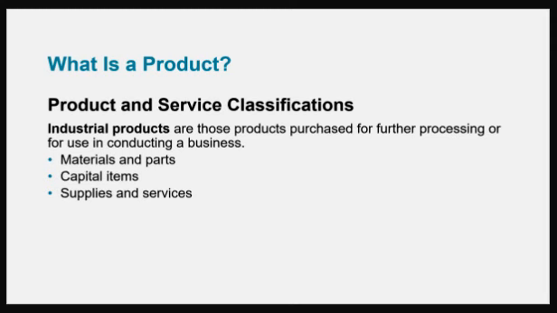The distinction between a consumer product and an industrial product is based on the purpose for which the product is purchased. If a consumer buys a lawnmower for use around the home, the lawnmower is a consumer product. But if the same consumer buys the same lawnmower for use in a landscaping business, the lawnmower becomes an industrial product. And here are the typical examples of industrial products, such as materials and parts, raw materials, capital items, supplies, and services.